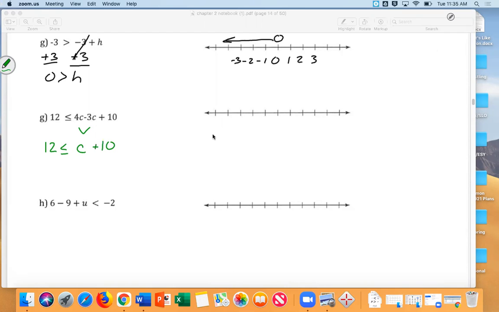Now, Julie, how do I get rid of plus 10? Minus. Very good. So we subtract 10. And that gives us -2. So -2 is less than or equal to c. So -2 goes in the middle. -1, 0, 1, 2, 3, 4, 5. This is going to be a closed circle because of the symbol. It's got a line under it. And I'm eating the c, so I'm going to shade to the right.